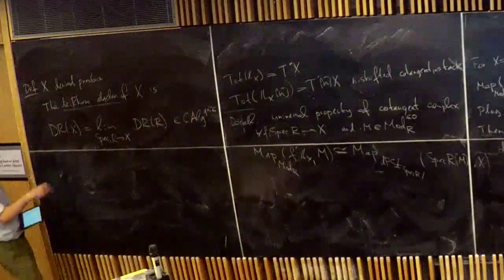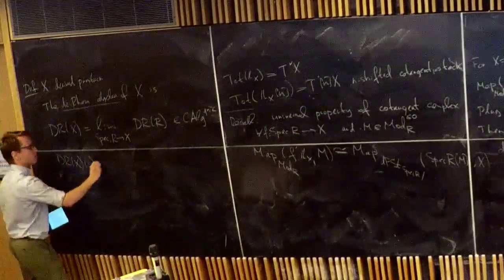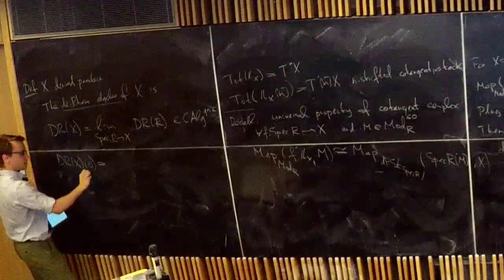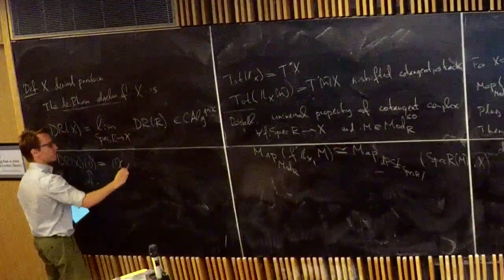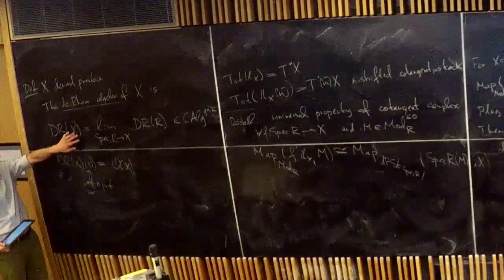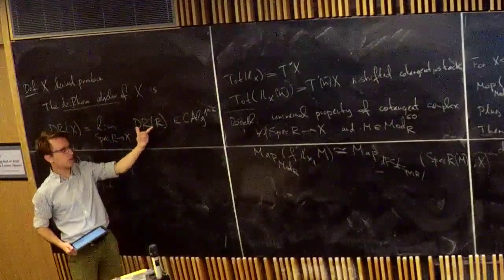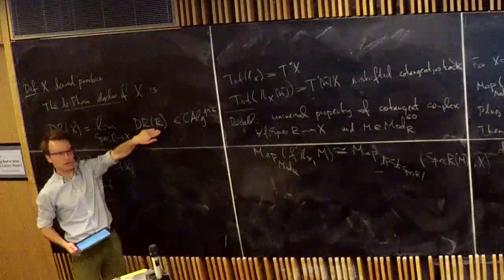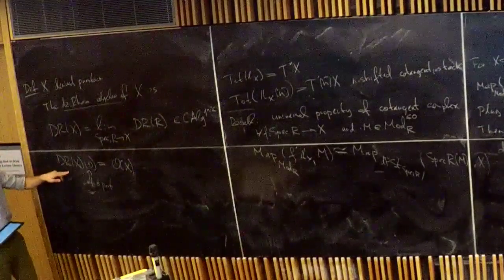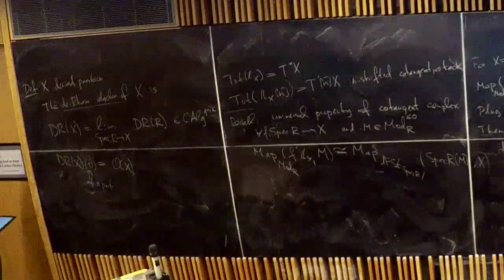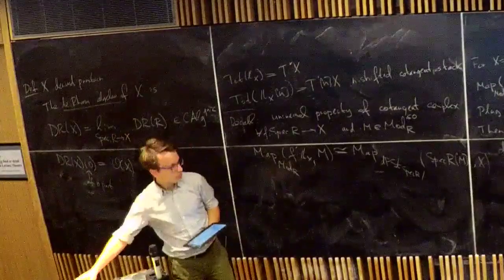Another thing we know is its weight zero part. If I write parentheses meaning weight zero part, these are functions, just because you can take the weight zero part here. This is going to be the limit of the weight zero parts here, and the weight zero part of the de Rham complex by definition is just O. But we don't even know what the weight one part of this is in general. This is a symmetric algebra over A. That's right.